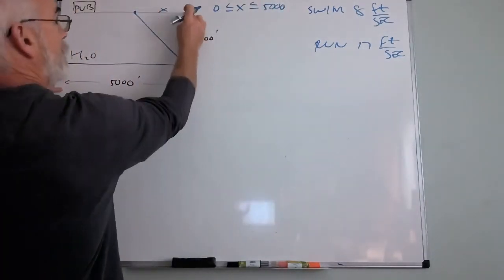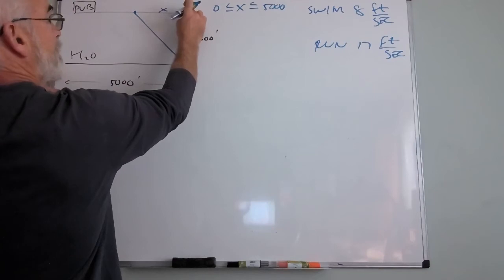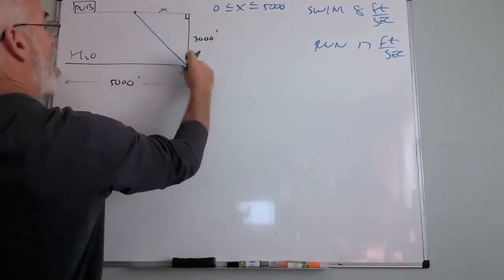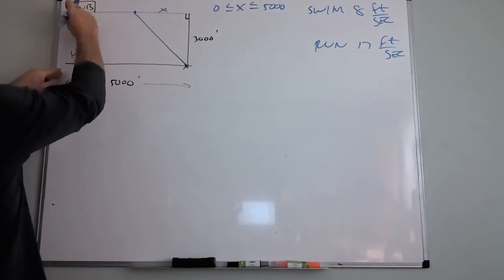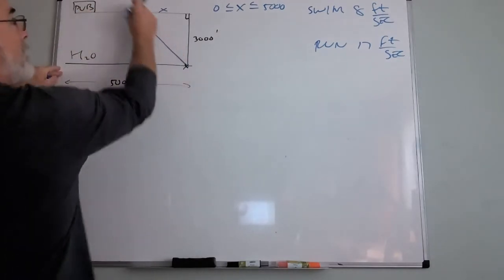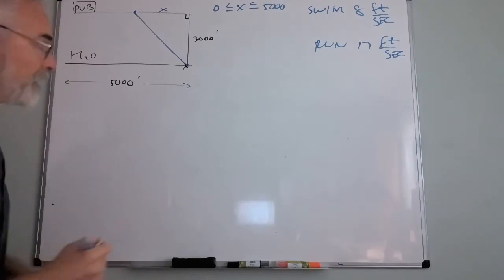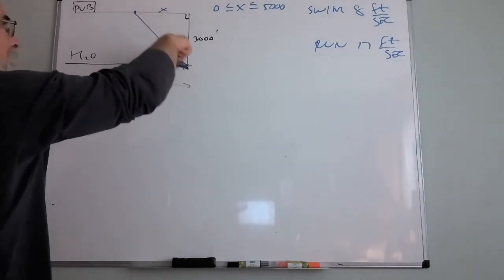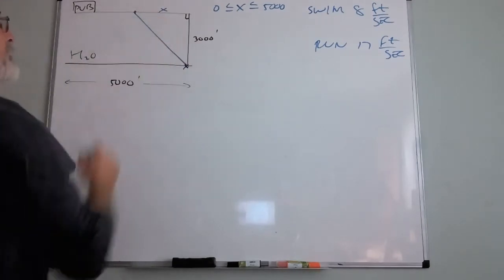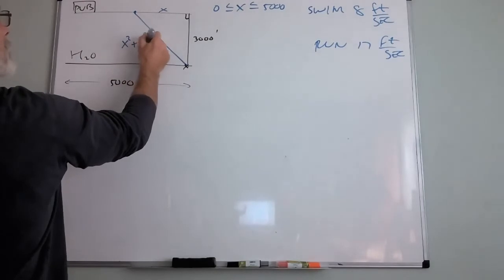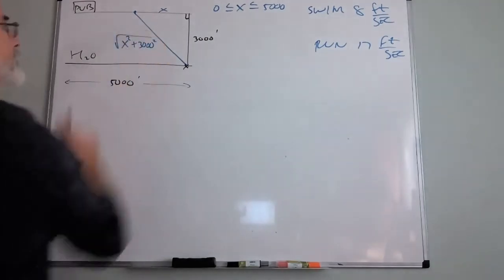So again, I can swim straight across, in which case X is 0, which means I'm going to run 5,000. I could swim all the way across, in which case X is 5,000 and I would run 0, or I'm going to swim to some point in between. That's how it works. Well, how far am I swimming then? That's the hypotenuse of a right triangle, so that would be the square root of X squared plus 3,000 squared.